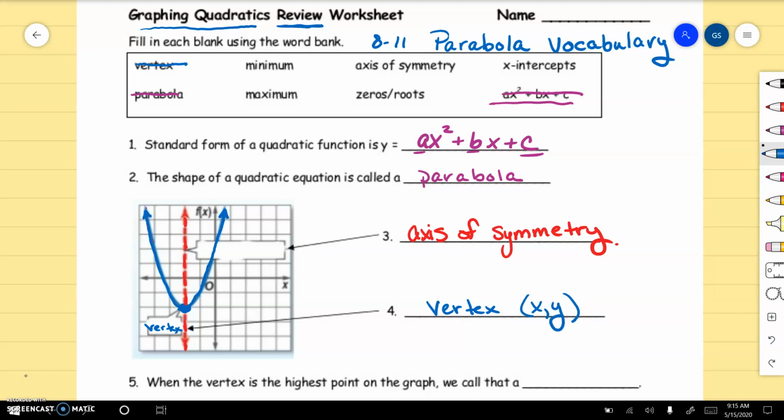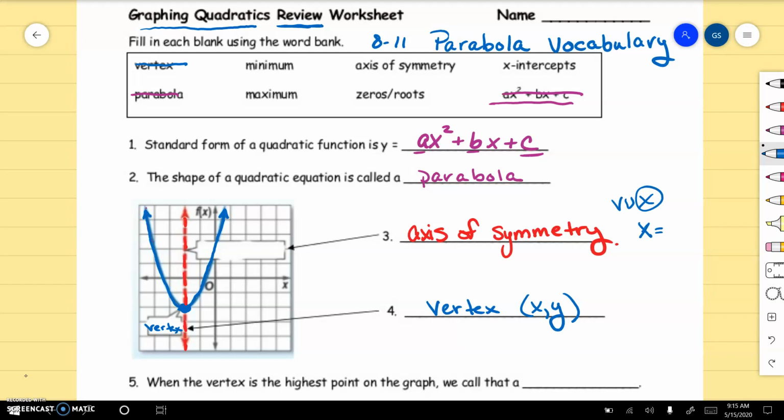The axis of symmetry is a line, so we name it, it's actually a horizontal line. Sorry, it's a vertical line. So we call it x equals vux, V-U-X. Vertical line starts with x equals, okay?